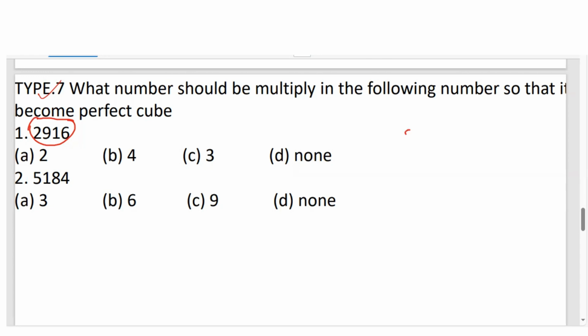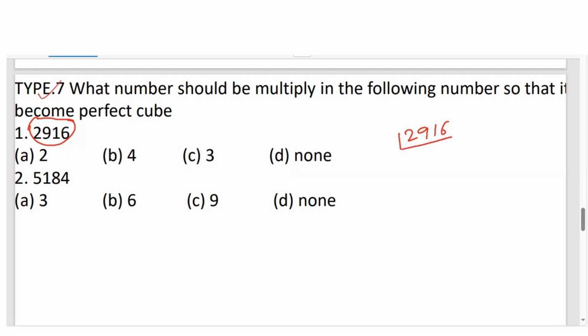Just like here, the number given is 2916. What number should we multiply it by so that it becomes a perfect cube? You know well that for a perfect cube, each factor should appear 3 times. So we will check in the factors which numbers have a triplet and which do not. How many more do we need to make a triplet?